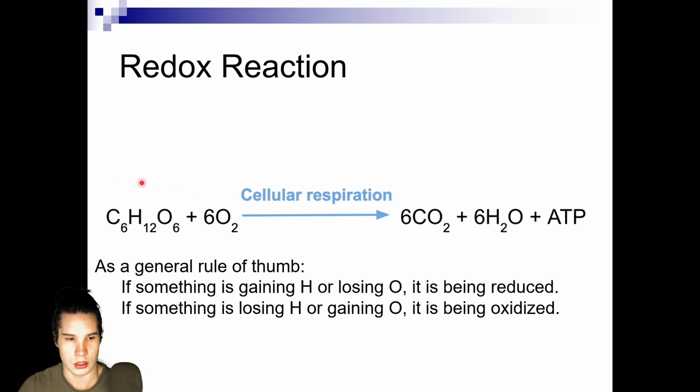What's being oxidized? Your larger C6H12O6. So this molecule here, this sugar, is being oxidized to become 6CO2. This oxygen is actually gaining electrons to become H2O. So oxidized, reduced. This became oxidized. This is the oxidation product. This is the reduction product.